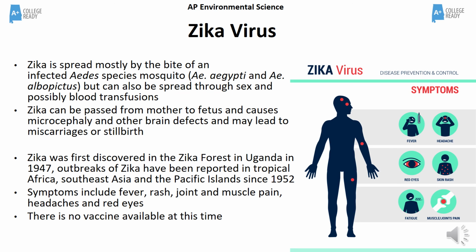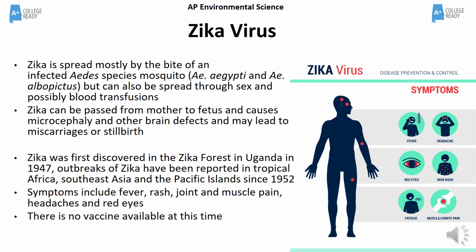Zika is spread mostly by the bite of an infected Aedes species mosquito, but can also be spread through sex and possibly blood transfusions. Zika can be passed from mother to fetus and causes microcephaly and other brain defects and may lead to miscarriages and stillbirth.